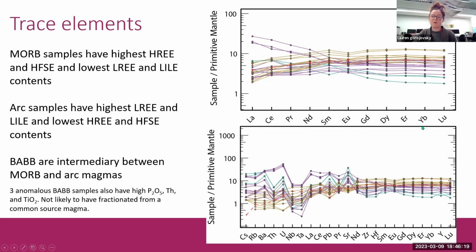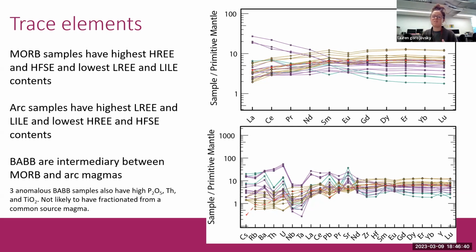And the back arc basin basalts in purple are intermediary, so they fit between the arc and the mid-ocean ridges. Although notably, we do have three back arc basin basalts that are anomalous to the rest of the data set. These samples also have high phosphorus, thorium, and titanium. These have been looked at in the literature.